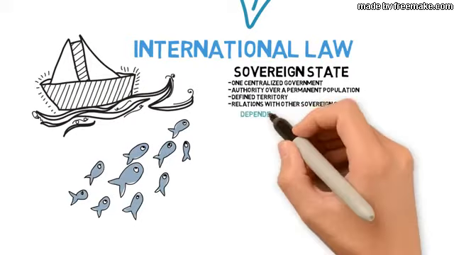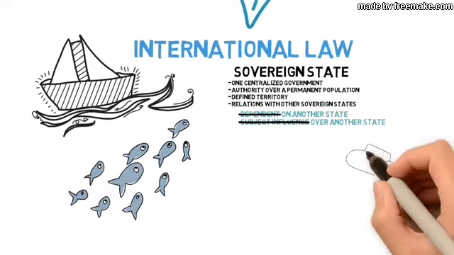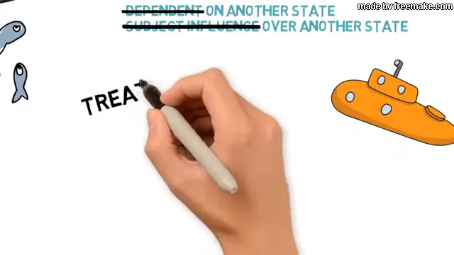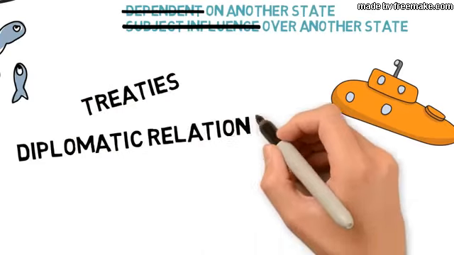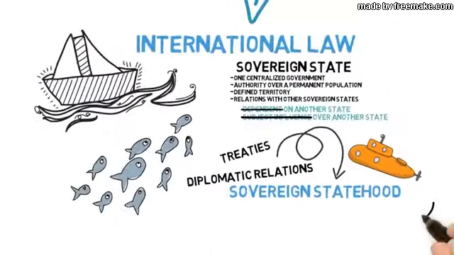Generally, a sovereign state is neither dependent on another state, nor does it subject its influence over another. The very process of making treaties with states and engaging in diplomatic relations is a declaration of each state's recognition of the other's sovereign statehood.